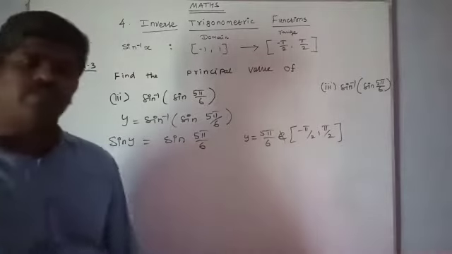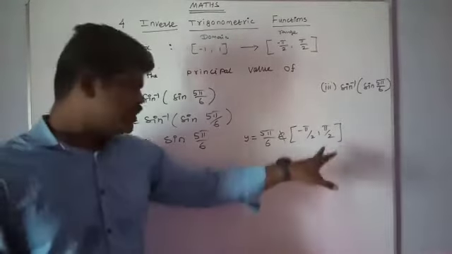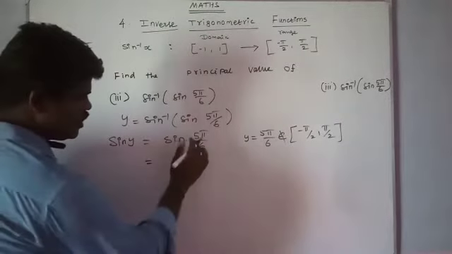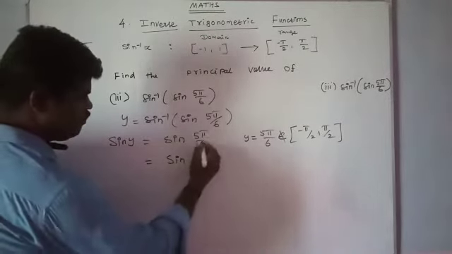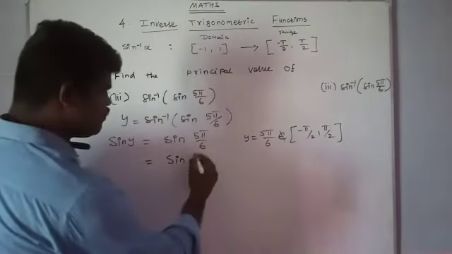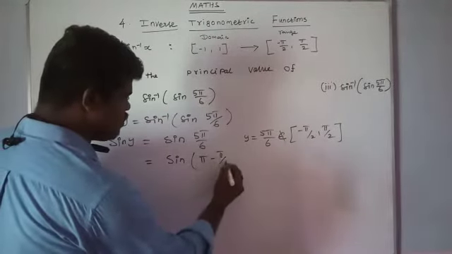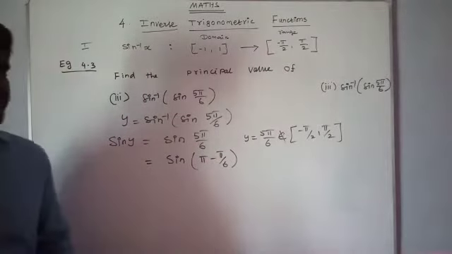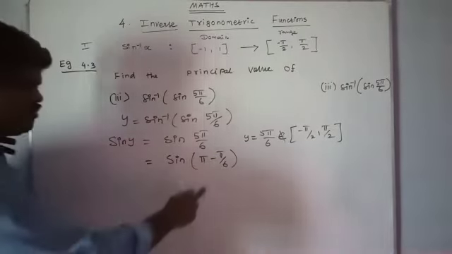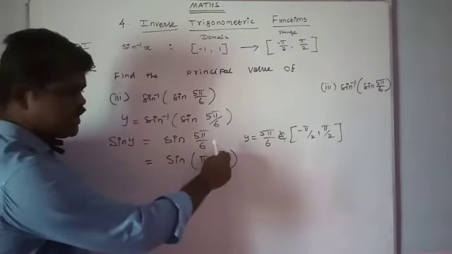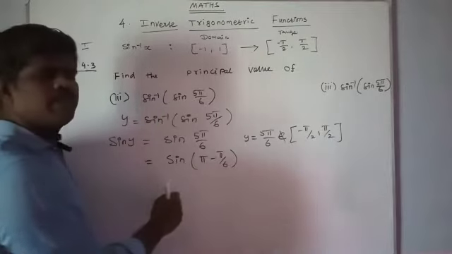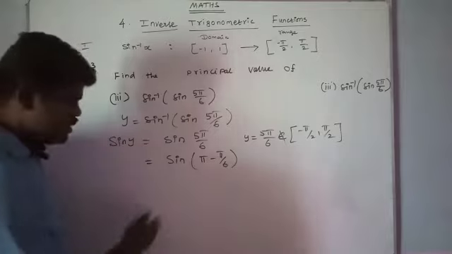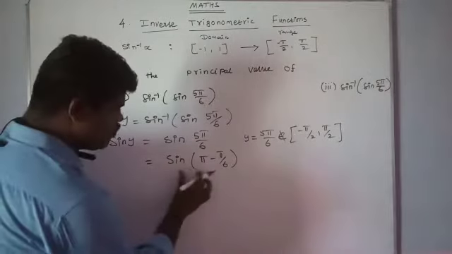So this does not work, but we want to find the value in between. So how to find it? Here the 5 pi by 6 must be changed to pi minus pi by 6. We want to change the 5 pi by 6 value to pi minus pi by 6. If we cross multiply, 6 pi minus pi means 5 pi by 6 is there.